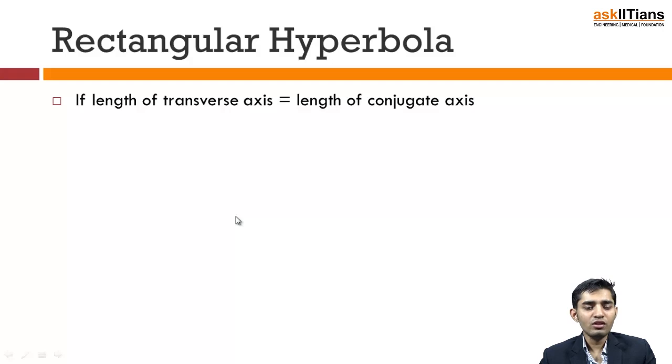Now again a special type of hyperbola, which is rectangular hyperbola, right? So what is rectangular hyperbola? Rectangular hyperbola is nothing but if length of transverse axis is equal to length of conjugate axis. So basically 2a equal to 2b. So 2 will get cancelled, that is a equal to b, right? So if a is equal to b, we will say this is rectangular. So it is just a special case of hyperbola where a is equal to b.